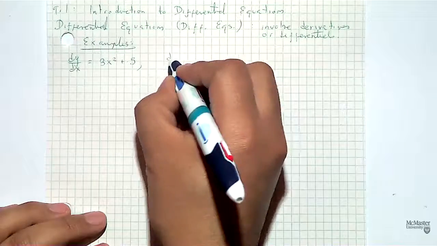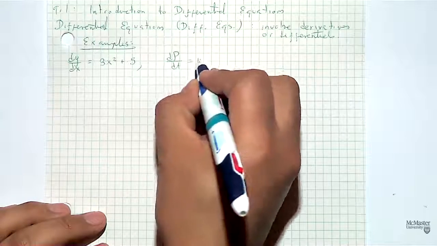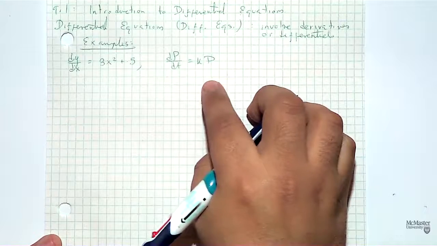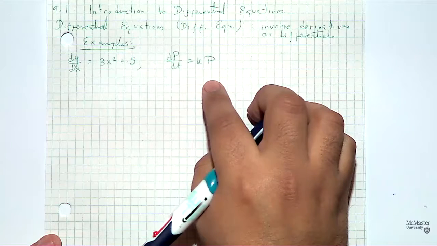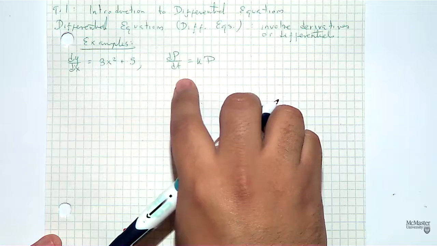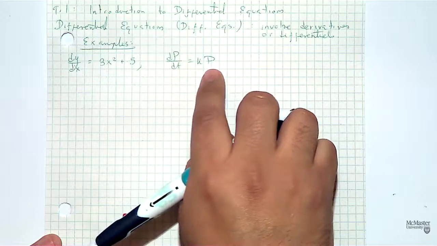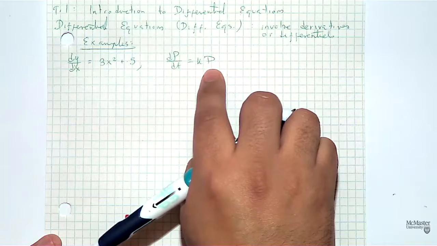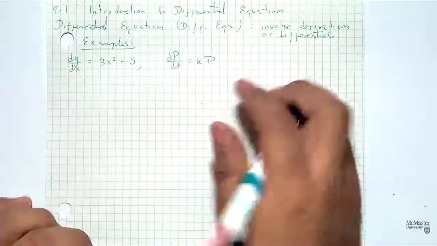Another example is dP over dt equals kP. If I present this to a population biologist, this is a population model where I have the Malthus exponential model, right? The rate of change or the rate of growth of the population is proportional to the population itself. That is the Malthus model that I have in bacteria.